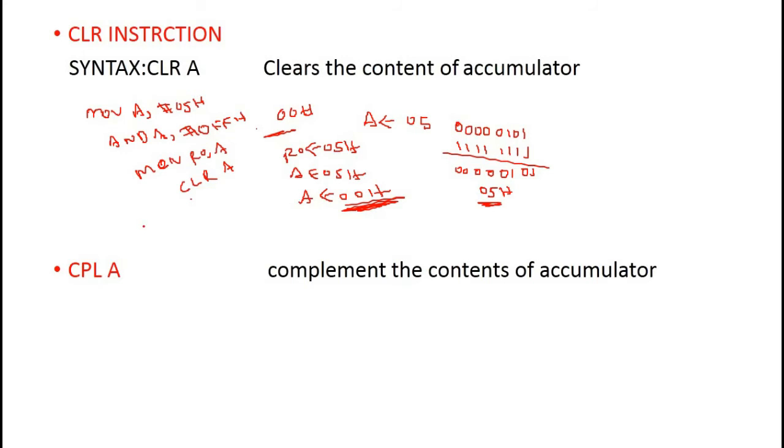Now for example, here itself we'll take this one. I'll just remove this one, and I'll write here complement A, correct? At this stage the contents of the accumulator is 05H, that is this one. After this instruction, the content will become 1, 1, 1, 1, 1, 0, 1, 0, which means it becomes FAH. That means it complements each and every bit of the accumulator.